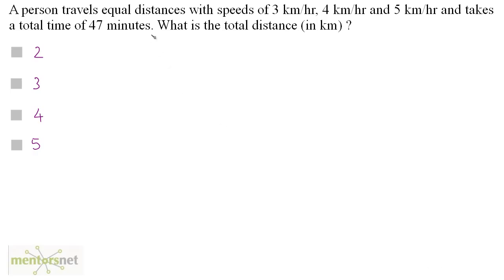Well, it is certain that this distance is divided into 3 parts, and these parts are equal. Now let us assume that each part is x kilometers long. So the speed at which the first part is traveled is given as 3 kilometers per hour. The second part is traveled at 4 kilometers per hour, and the third part is traveled at 5 kilometers per hour. Right. So let us calculate how much time it takes to travel each part.